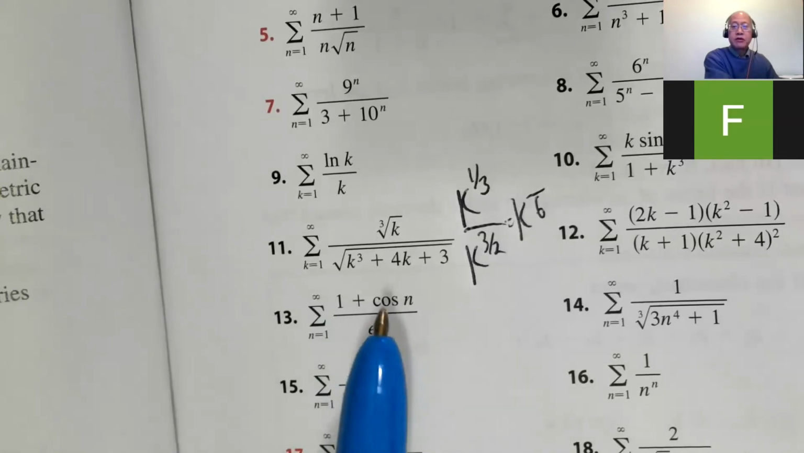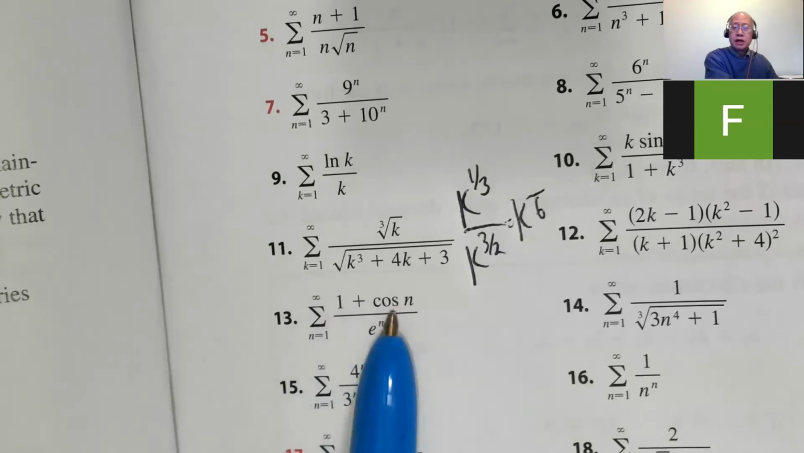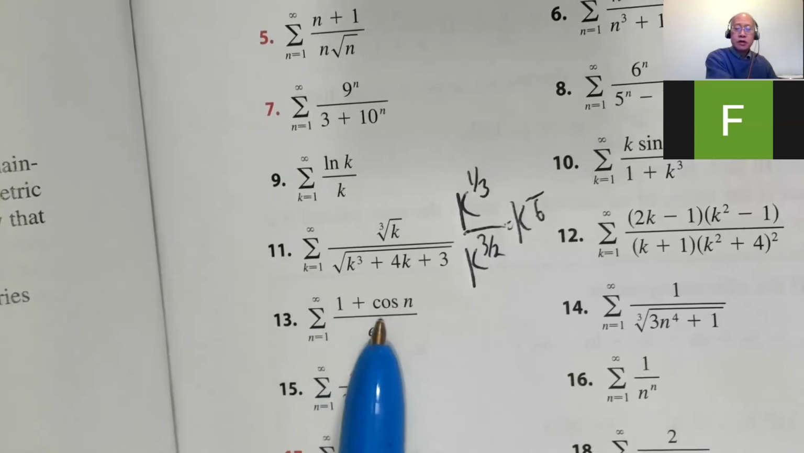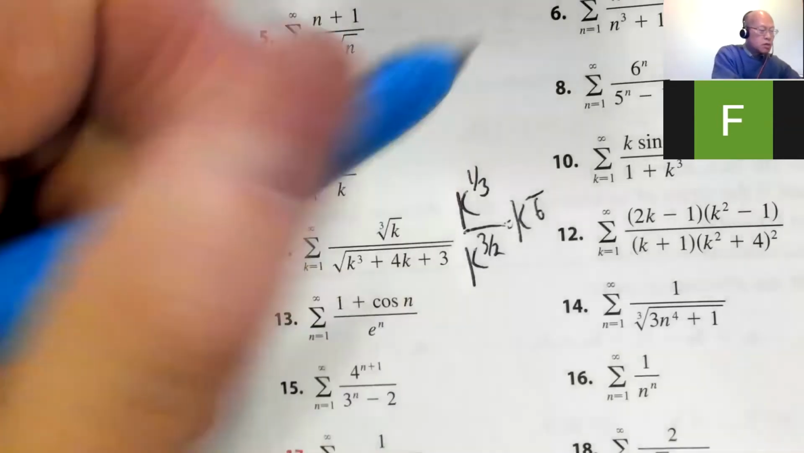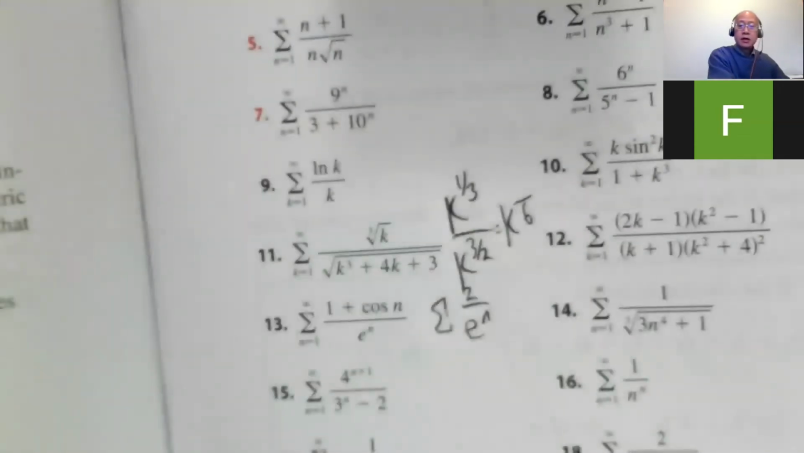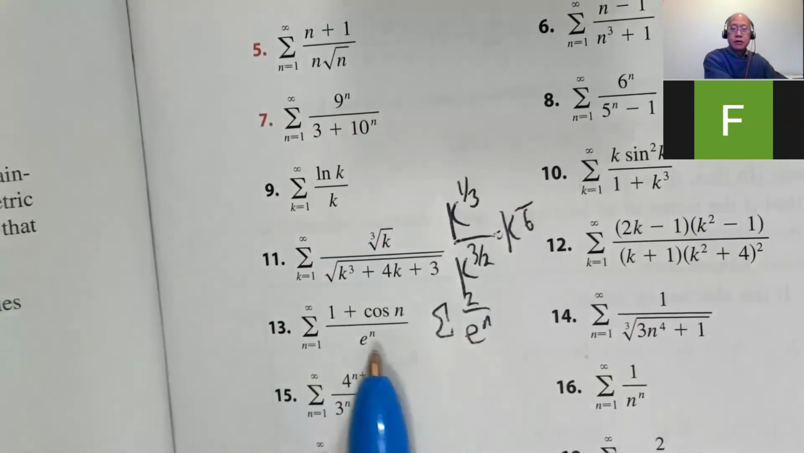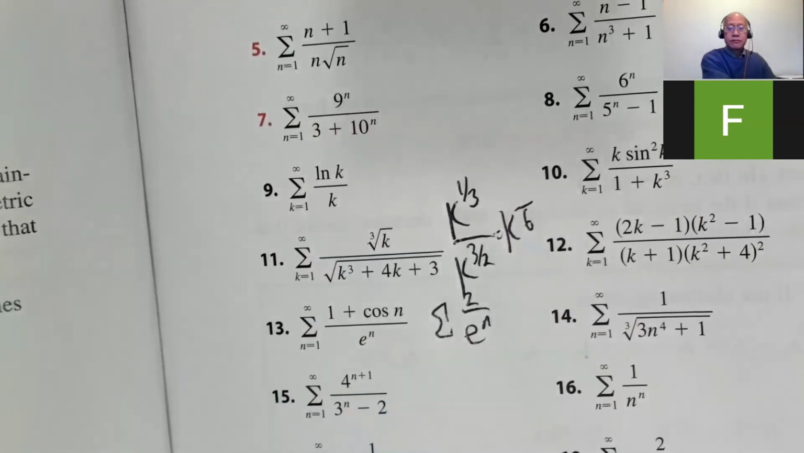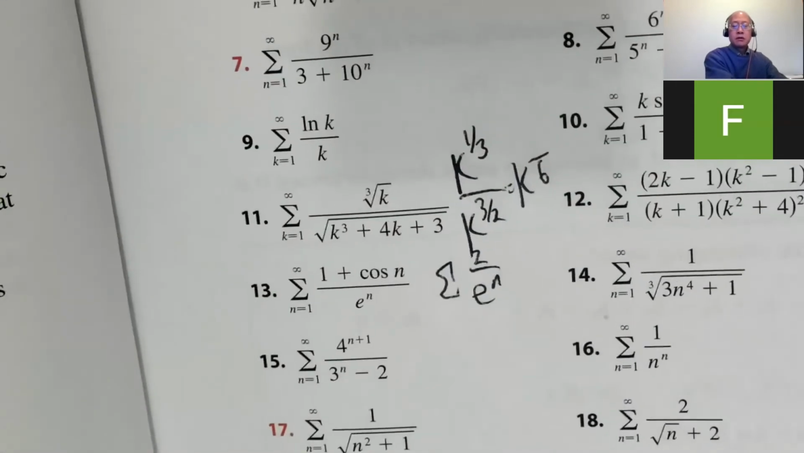So that means I'm looking for a bigger series. Cosine is stuck between -1 and 1, so the maximum this would ever be is 2. Right? So a good comparison series would be 2 over e to the n. This would be a bigger series which converges. That's my hint for that one.